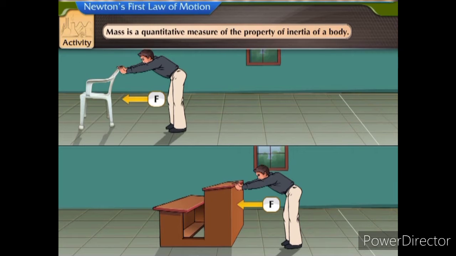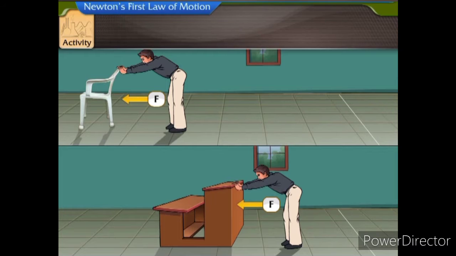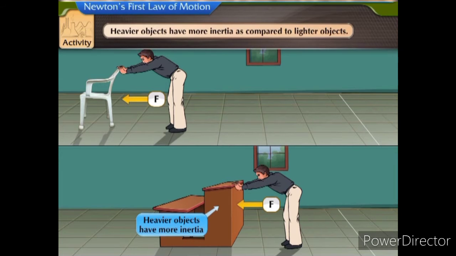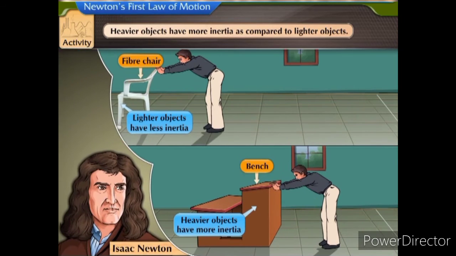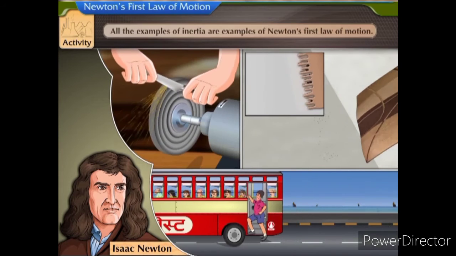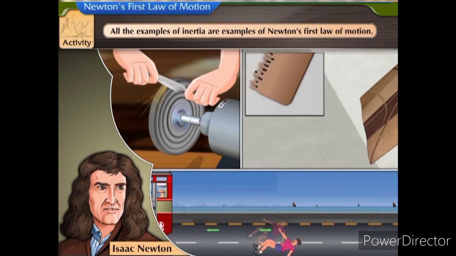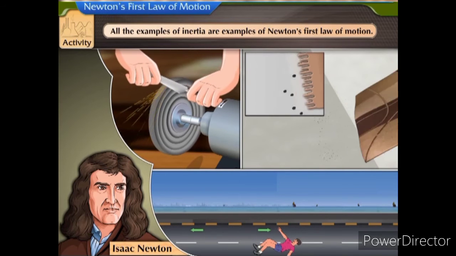Mass is also a quantitative measure of the property of inertia of a body. Hence, heavier objects have more inertia as compared to lighter objects. The manifestation of the property of inertia is described by Newton's first law of motion. So, it is also called the law of inertia. Thus, all the examples of inertia are examples of Newton's first law of motion.